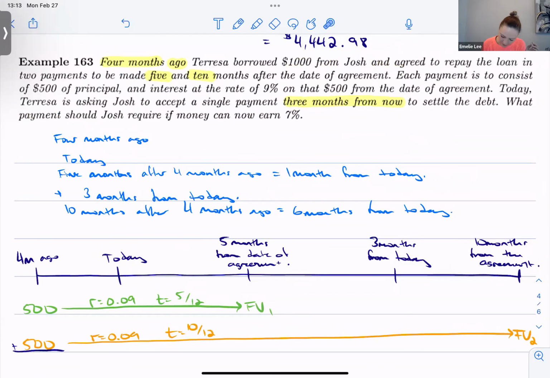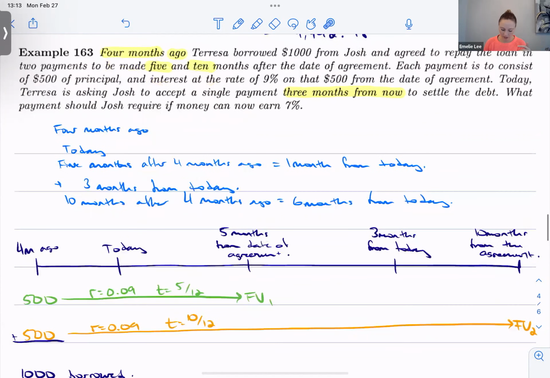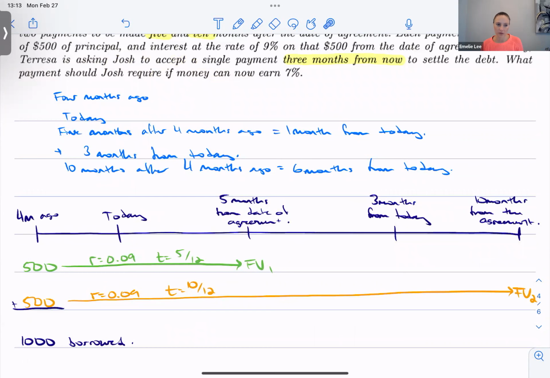Okay, so now we're dealing with the second half of the question. Today, Teresa is asking Josh to accept a single payment 3 months from now to settle the debt. Okay, what payment should Josh require if money can now earn 7%? Okay. So initially money earned 9%, now it only earns 7%. And so we want to know, okay, what single payment should she be paying 3 months from today?